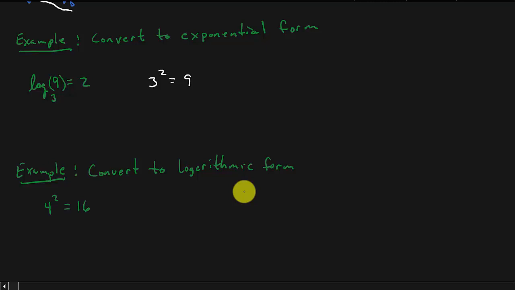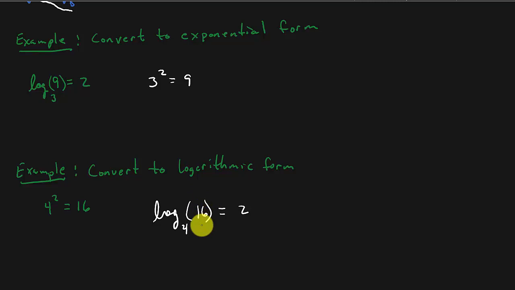And then here, convert to logarithmic form. So the way I like to do this is I write log, and then remember the base of the exponent is the base of the log. I'll leave a little space here, put my equals, and remember it's 4 raised to this power. Well, what's my exponent? It's 2. And then that equals 16 for the log. Okay? So, just a quick review on that.